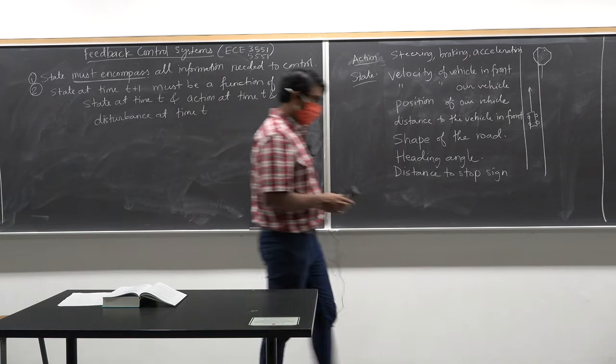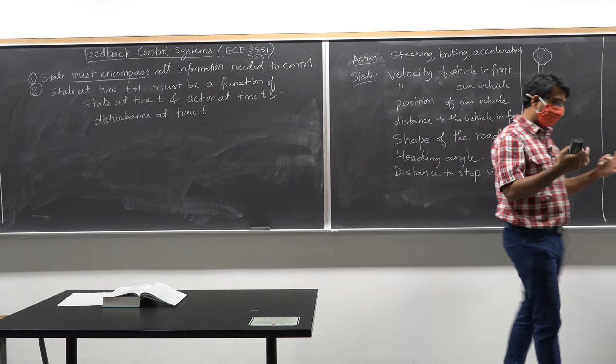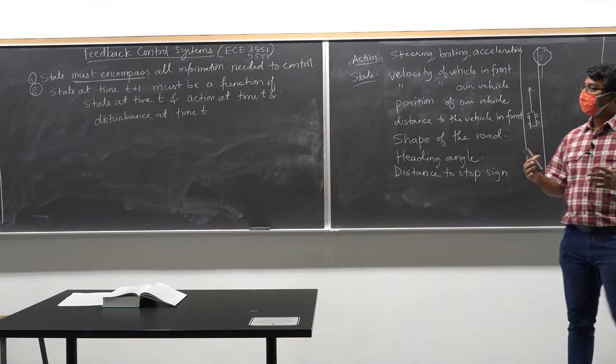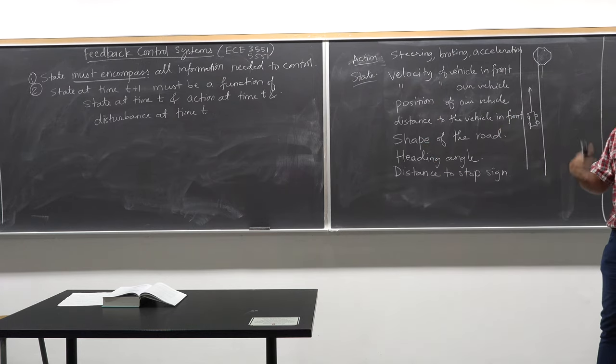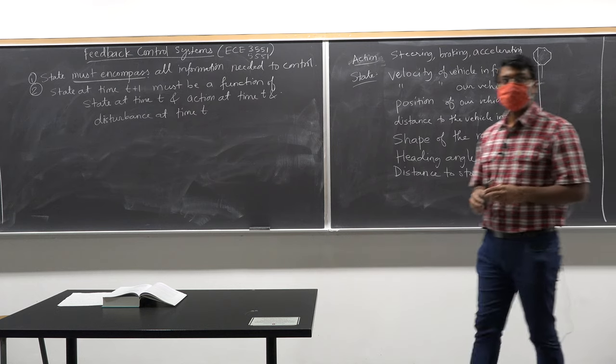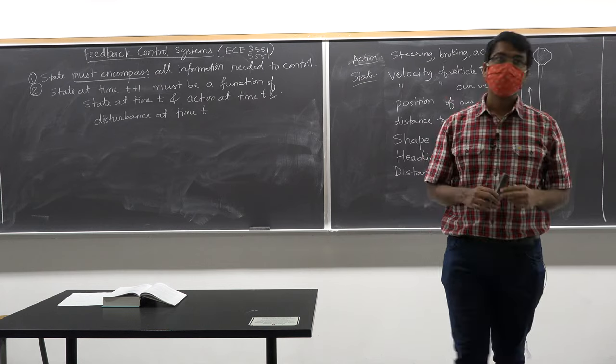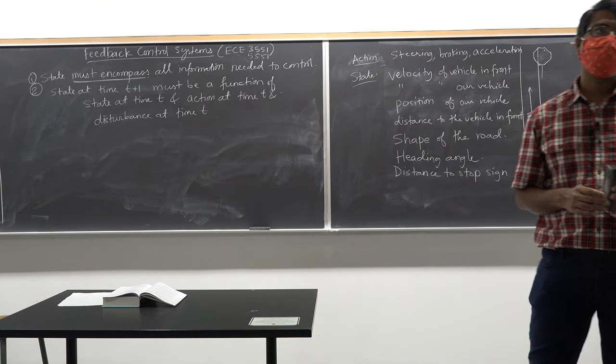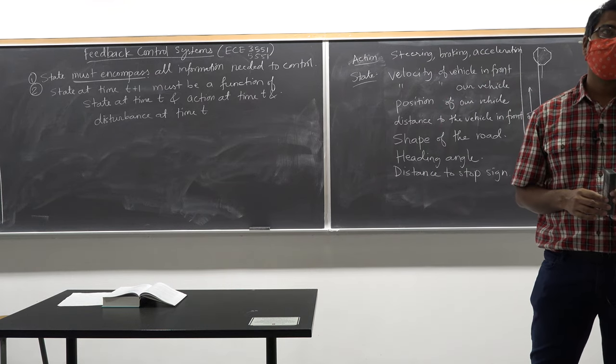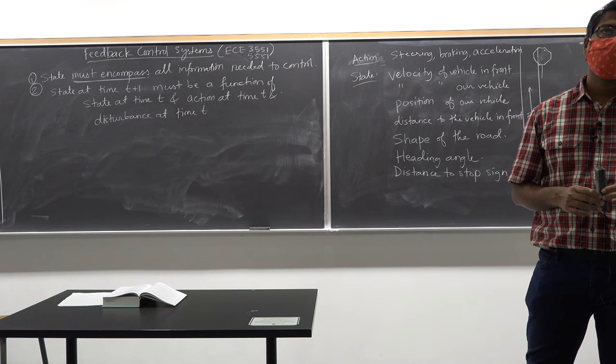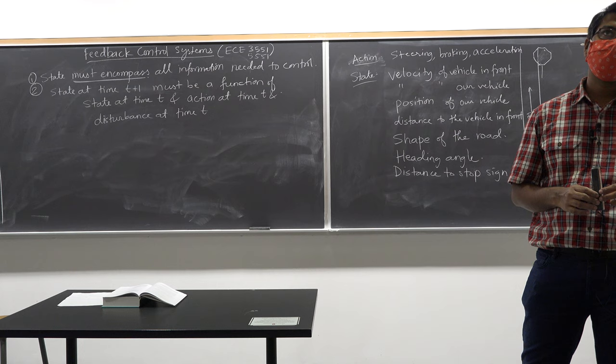So with that, hopefully you understand now what the state and what the action of a feedback control system should be. Yes? Is there an example where the current state of the system is not a function of the previous value of the state? Do we have any example like that?